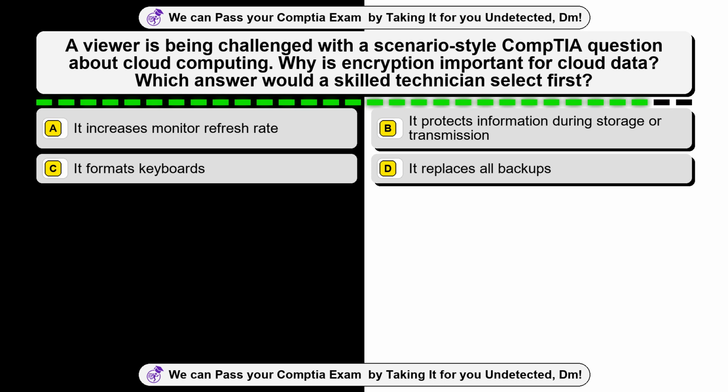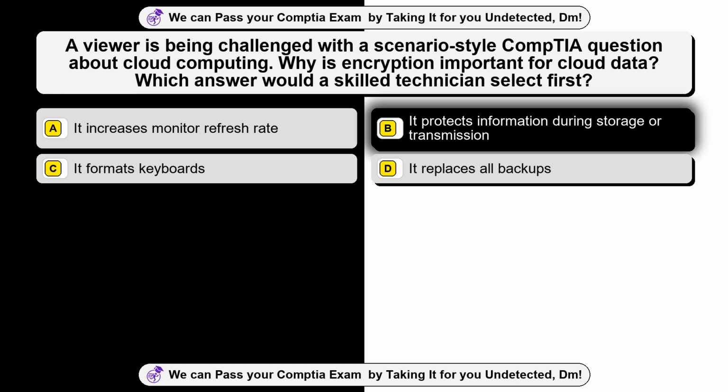Question 17. A viewer is being challenged with a scenario-style CompTIA question about cloud computing. Why is encryption important for cloud data? Which answer would a skilled technician select first? Option A, it increases monitor refresh rate. Option B, it protects information during storage or transmission. Option C, it formats keyboards. Option D, it replaces all backups.